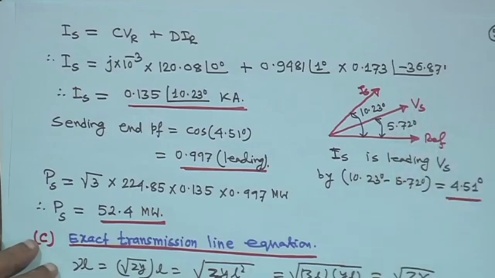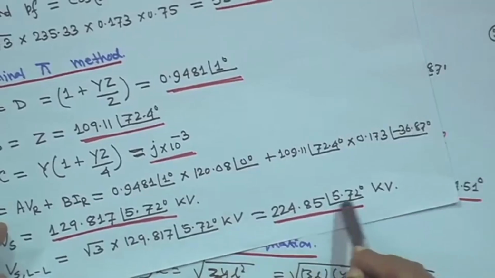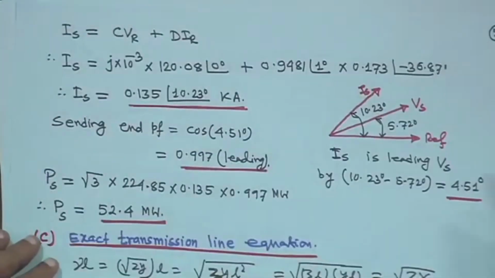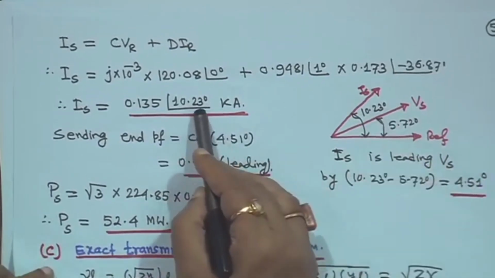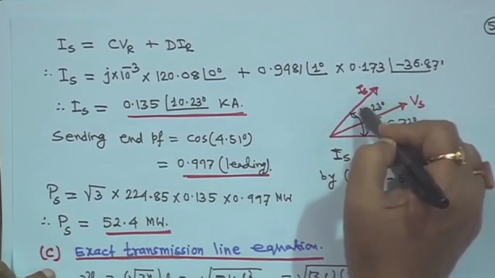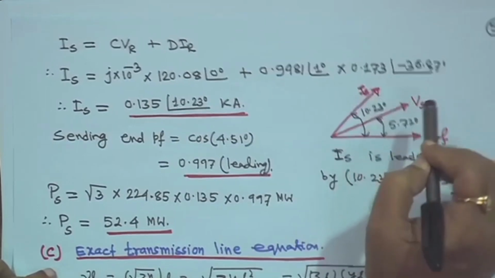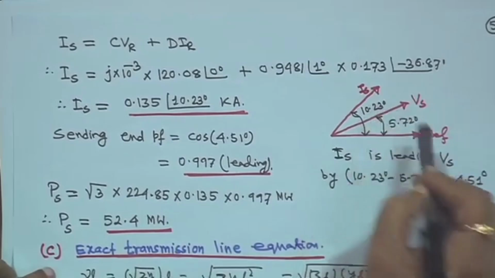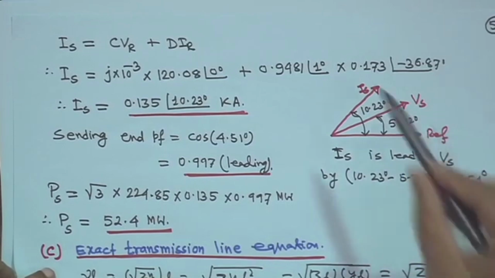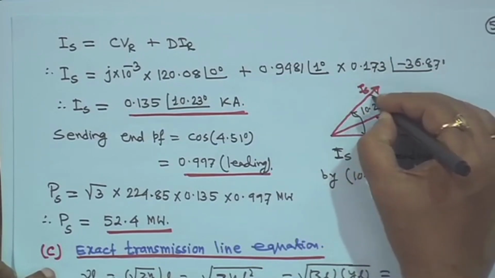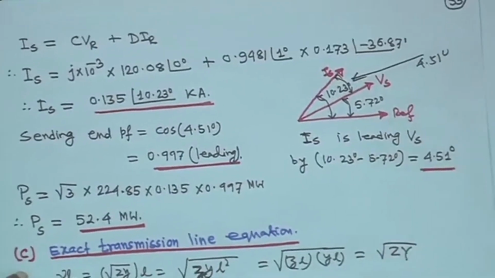Therefore, take this as the reference line, and Vs line to line is at 5.72 degree. So, this is Vs at 5.72 degree, and the current Is is at angle 10.23 degree. So, this is your Is from the reference line, 10.23 degree. So, you have to get the angle between voltage and current, Vs and Is. So, it will become 10.23 minus 5.72, right. That means this angle you have to find out, and this angle actually comes to 4.51 degree, right.